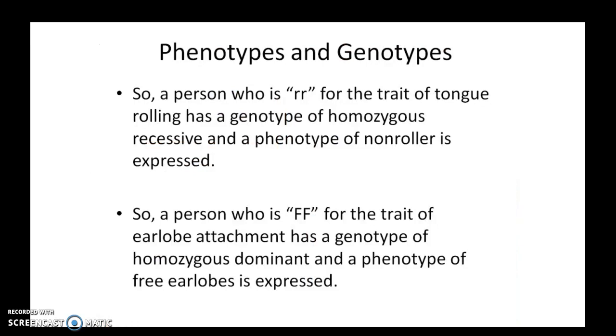So a person who is little r for the trait of tongue rolling has a genotype of being homozygous recessive, and a phenotype of a non-roller would be expressed. So this person would not be able to roll their tongue. If a person is capital F for the trait of earlobe attachment, they would have a genotype of homozygous dominant and a phenotype of having free earlobes. So those earlobes would not be attached to their face.